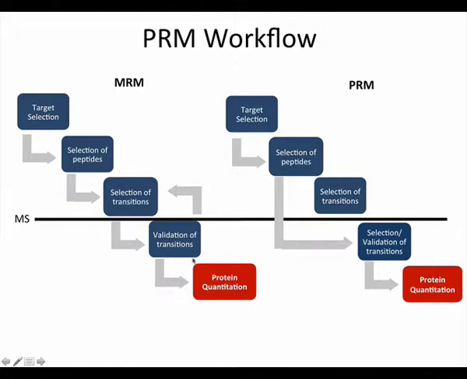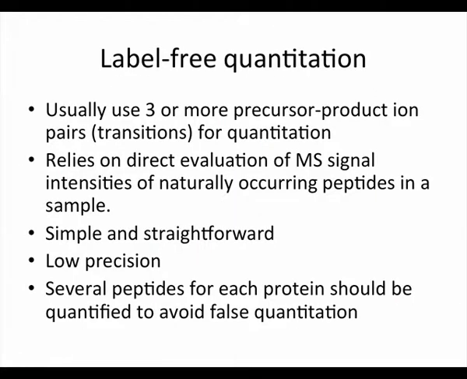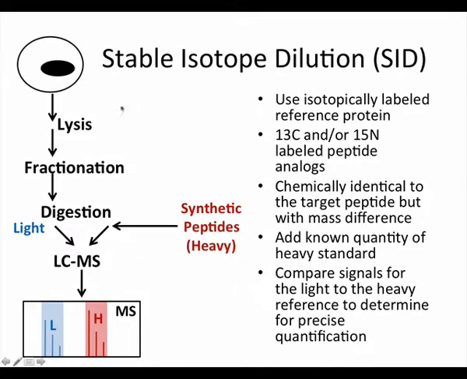From here, once you have the transitions that you think are good and don't have interference, you can actually quantitate your protein. To do this, you have to use at least 3 transitions. You can either do label-free quantitation, where you rely on the mass spec signal. This is really easy, but most people don't do it this way. Most people use a heavy label. This is what most targeted mass spec experiments rely on: stable isotope dilution, where we use an isotopically labeled reference peptide, either 13C or 15N labeled. It's exactly the same as our target peptide, just with a mass difference. Then we can compare heavy versus light, and since we know how much heavy we have, we can determine how much light we have, right?